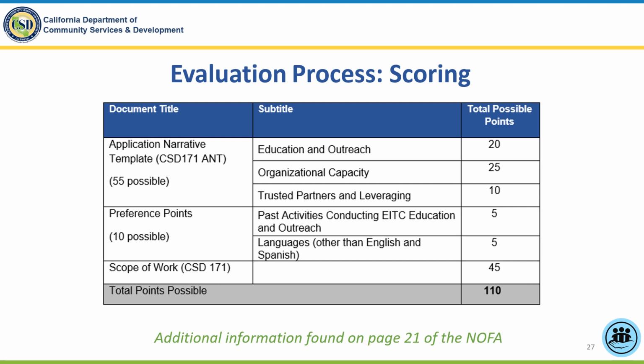Applicants will then be ranked based on a total score achieved by target area. For example, Target Area 2 Los Angeles County applicants will be ranked against only other Target Area 2 applicants. The scores from each subsection will be combined to determine the applicant's total score. Now let's review the application narrative template.